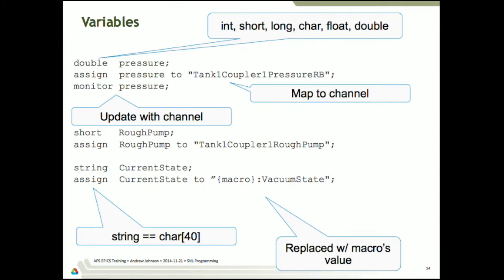Now, an assign statement basically says this particular process variable is going to be associated with or mapped to this particular channel access channel. So here we've actually got the specific name of a channel that we want to connect to. The monitor statement is optional, but if you've got one of those, then what you're saying is set up a channel access monitor. So whenever the value of that record, that channel changes, modify my local variable to match the latest value. So we want to update that value with the channel.